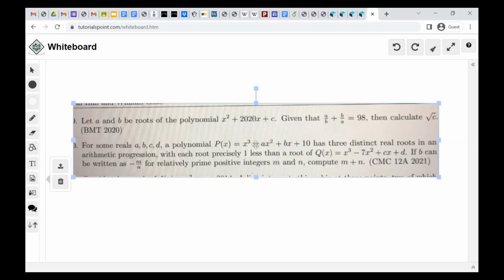And the second one, we have this cubic polynomial, which has 3 distinct real roots in an arithmetic progression, and each of the roots is 1 less than the root of this. And so it asks what b, this coefficient, is. Yeah, so those are the homework problems for this week. Well, I guess you can do the first one if you want, but the second one is like the actual homework problem for this week, since it's a pretty instructive example.